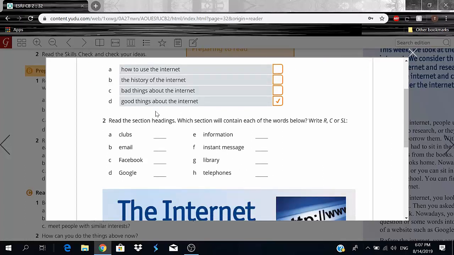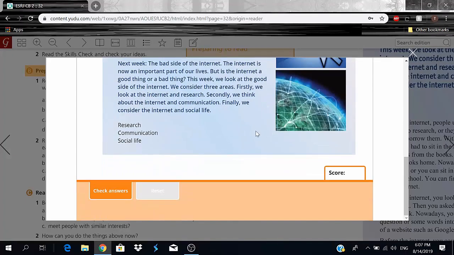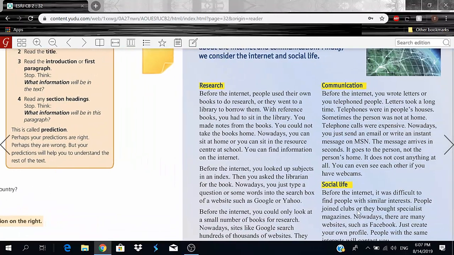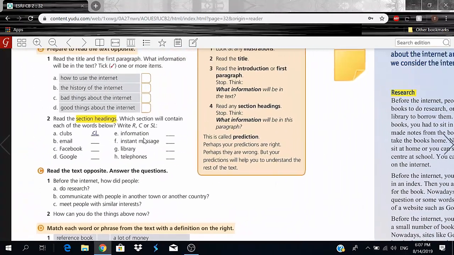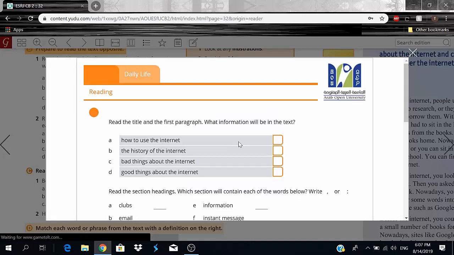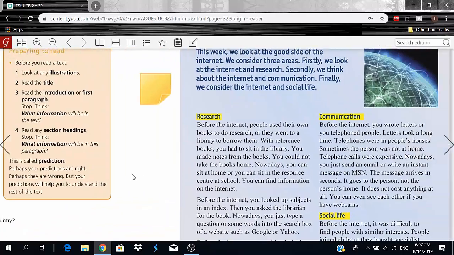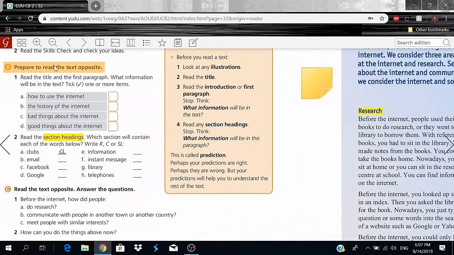Okay, so reading the sections, we obviously had 3 sections. What were they? We had research, communication, and social life. Okay, which section will contain each of the words below? So we have research, communication, or social life.